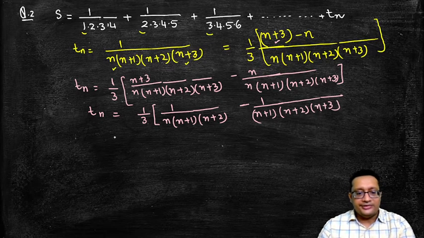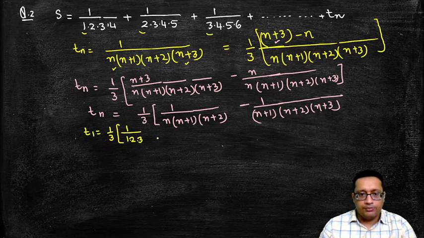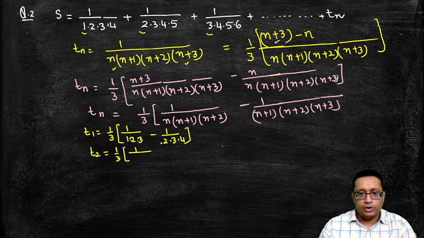Now I am placing n is equal to 1. So what I will get? 1 upon 3. See here I am placing n equal to 1: 1, 2, 3 minus 1, I am placing 2, 3, 4. T2 is 1 by 3, 1 upon 2, I am placing here 2, 3, 4.